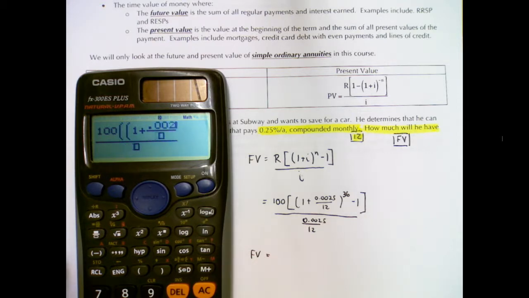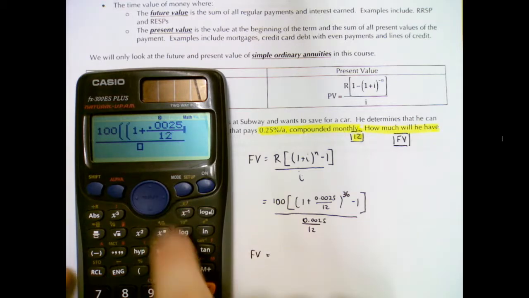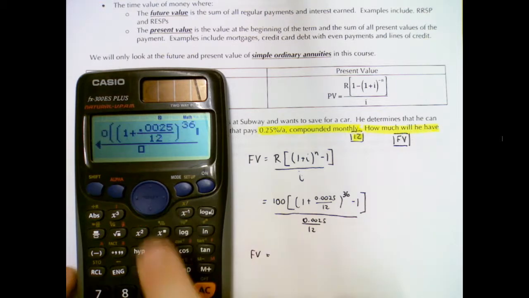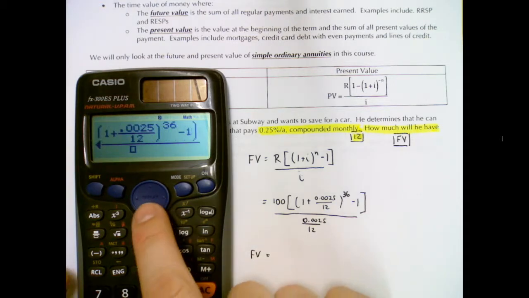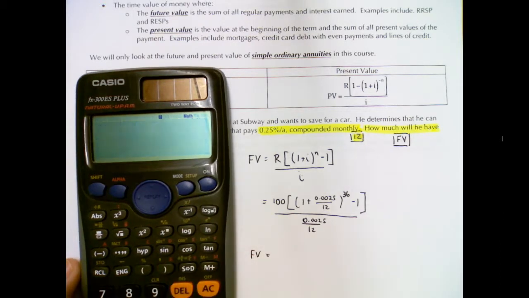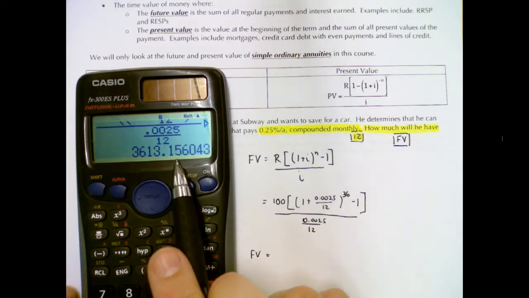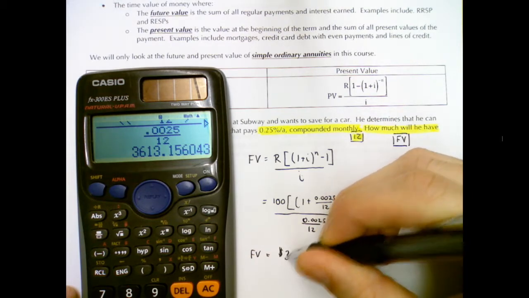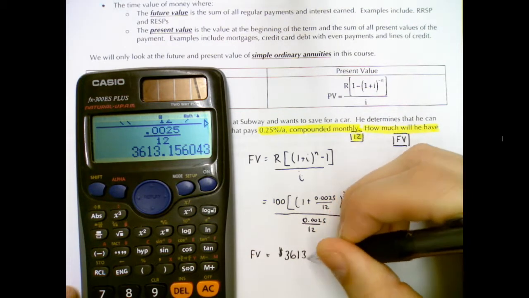0.0025. If you don't have a fraction button, you can use the ABC button. You can use divide and put it in fractions or put it in brackets. Whatever you need to do to be able to get the correct answer. And let's see how I did. $3613.156, and we'll round up because we're working with money, and the bank would round you up. 3613.16.